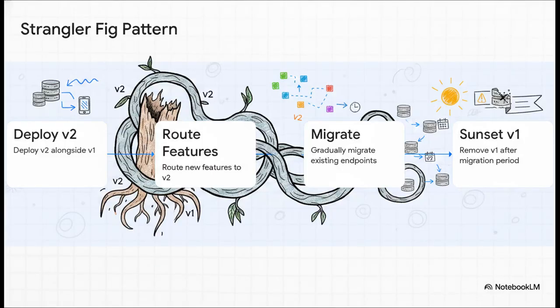What if they challenge you with the nightmare scenario? Migrating a massive, tangled legacy system to a new version without breaking existing mobile clients in the wild. Outline the strangler fig pattern. You deploy version 2 right alongside version 1, gradually route new features to version 2, migrate the old endpoints piece by piece, use sunset headers to warn your consumers, and finally, turn off version 1. It completely proves you understand the reality of backward compatibility.